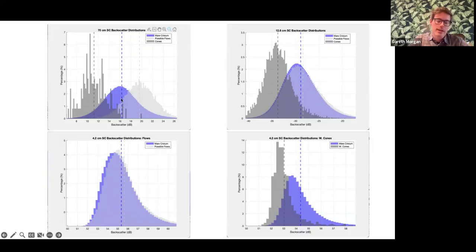But when we do the same exercise, looking this time at the flows, it's only shifted off in the 70 centimeter data. Both the 12.6 and the 4.2, there's no real difference between those flows and the background mare as a whole.